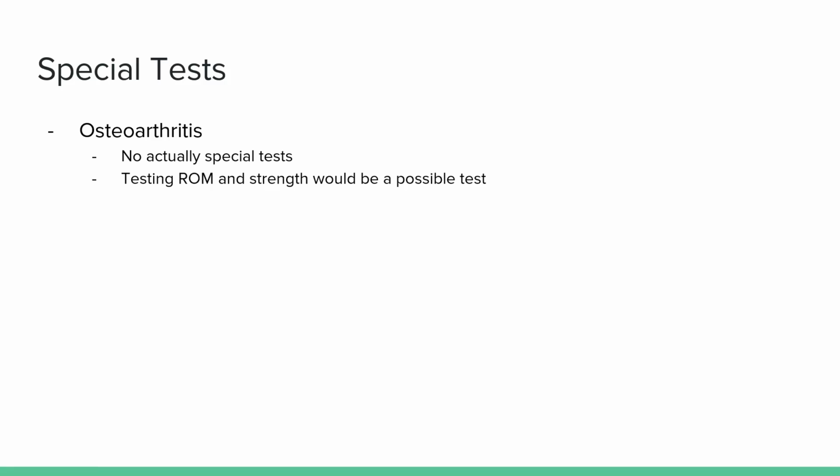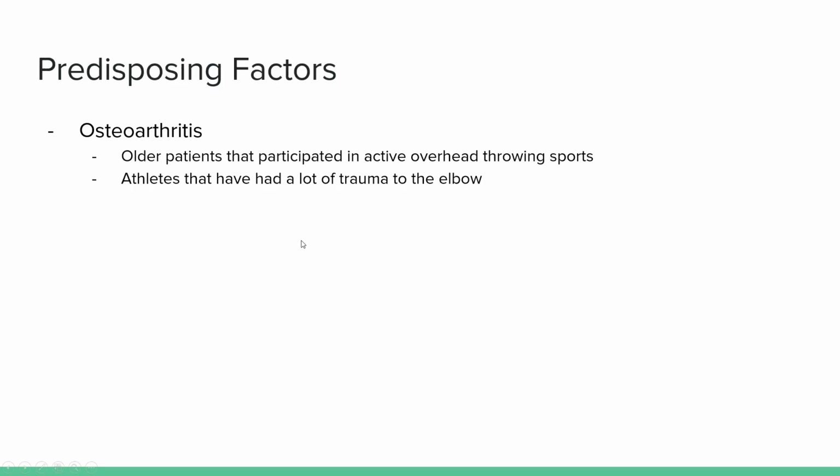Some special tests. There aren't really special tests. Just testing range of motion and strength would be the best possible test for diagnosing an osteoarthritis condition. Some predisposing factors, though, are older patients that have participated in active overhead throwing sports over the years, and athletes that have had a lot of trauma to the elbow, like a lot of elbow fractures or who have dislocated their elbow a lot.